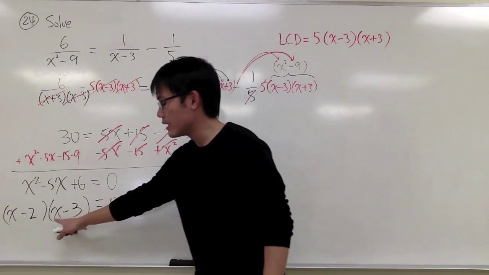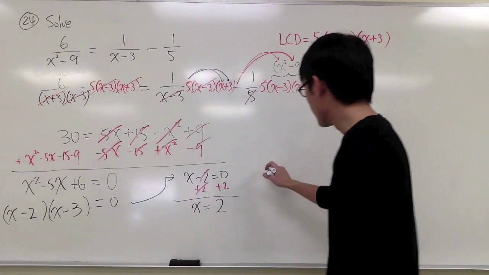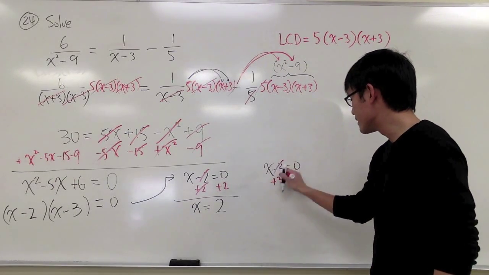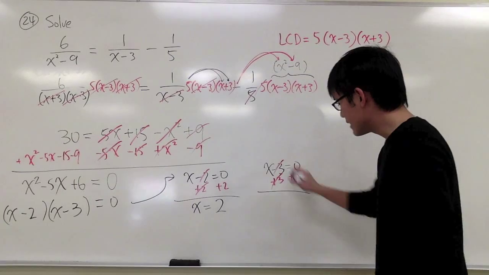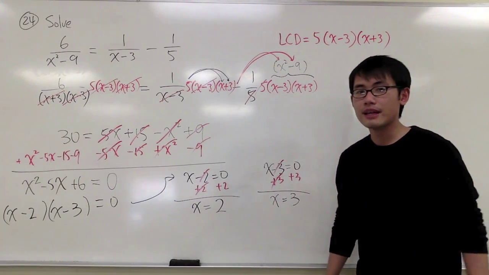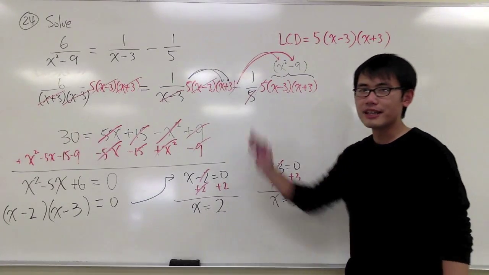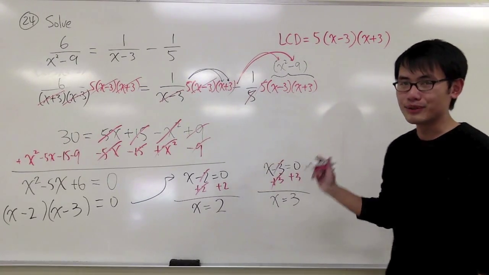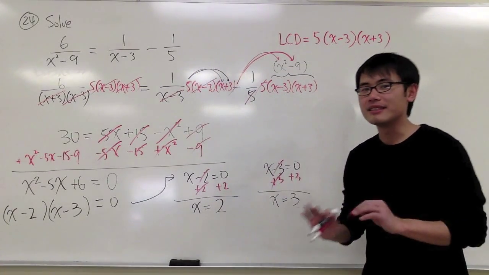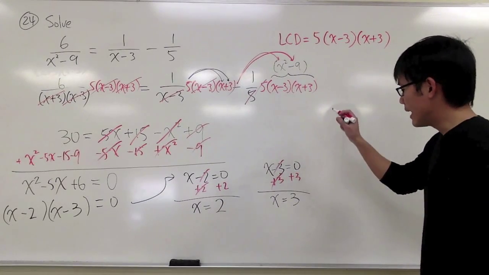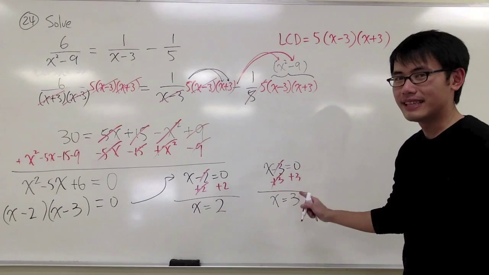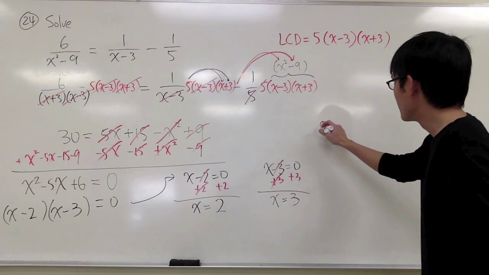And the second part, x minus 3 equals 0. Adding 3 on both sides, we see that x could also be positive 3. And again, these two are just possible answers to the original equation. We have to do the check. Whenever we have fractions, we have to make sure that the denominator is not equal to 0. And the problem with one of these numbers is that x is equal to 3. It's a bad answer. I'll show you.